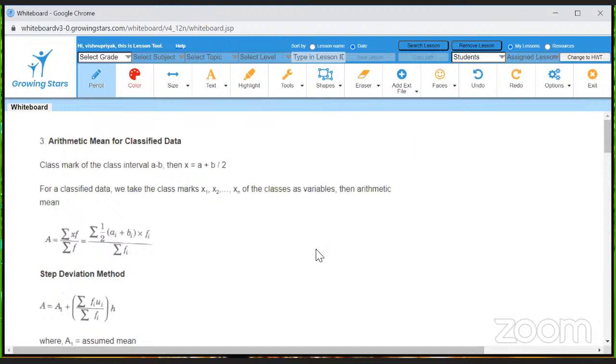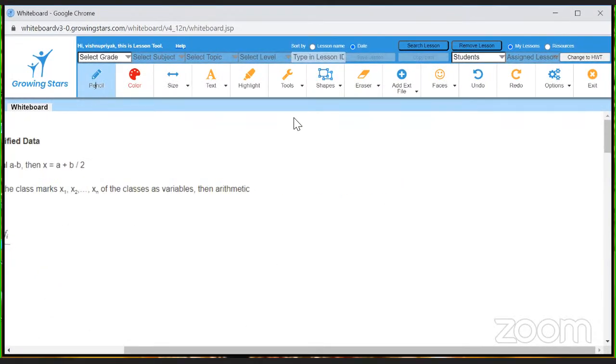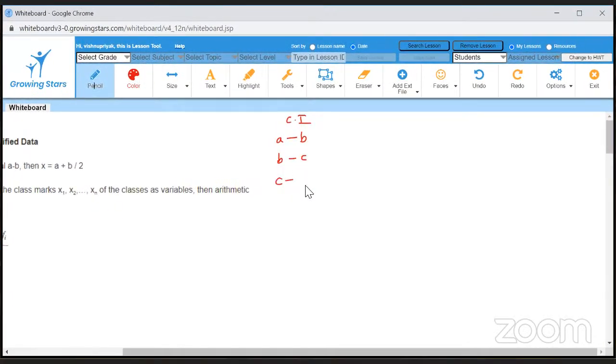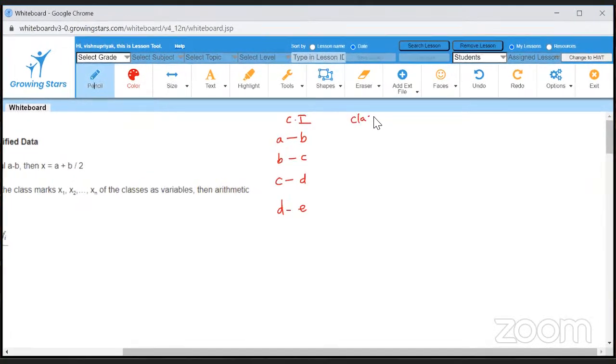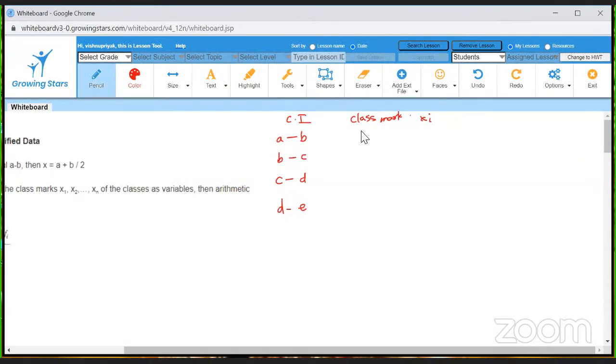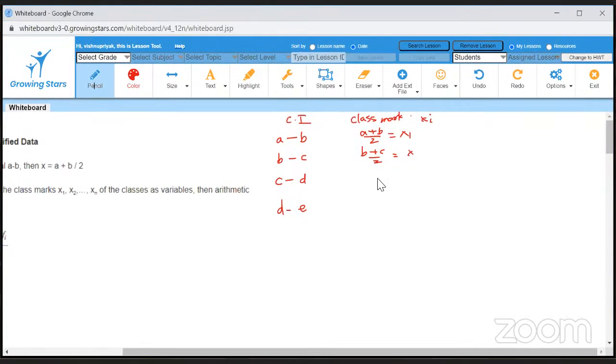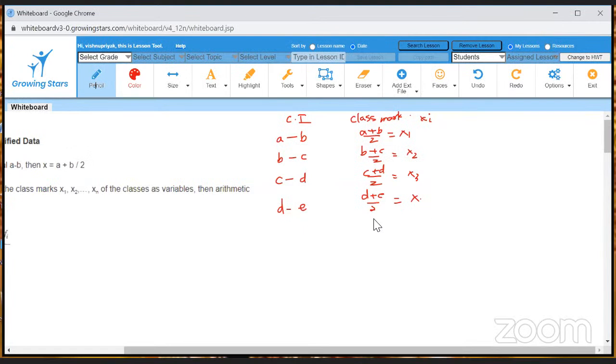When class intervals are given to you, class interval A to B, B to C, C to D, D to E, like this. You will write class marks first. What is class mark? Xi. How will you get class mark? A plus B by 2, this will be X1. B plus C by 2, this will be X2. C plus D by 2, this is X3. D plus E by 2, this is X4. You will get class marks.